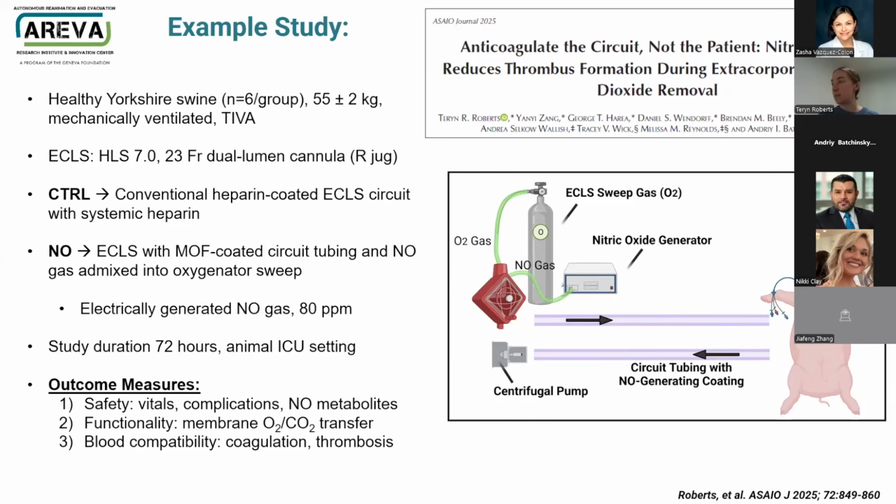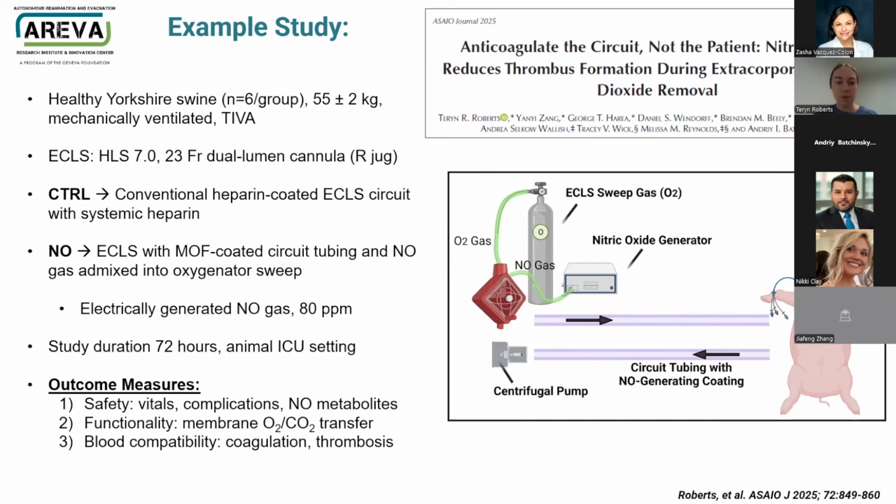So this is a study where we looked at using nitric oxide in the sweep gas at 80 parts per million concentration in combination with a coating on the circuit tubing that generates nitric oxide from endogenous donor species in the blood, such as glutathione. In this study, we were first looking at just safety of the approach. And so we're working in an uninjured model in swine. So we had 6 swine that had the nitric oxide in the sweep gas and the coated circuit tubing.